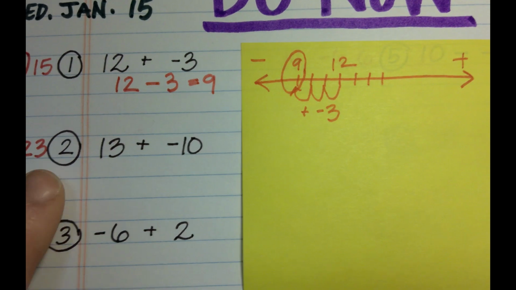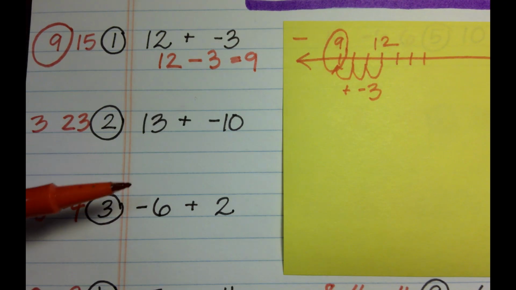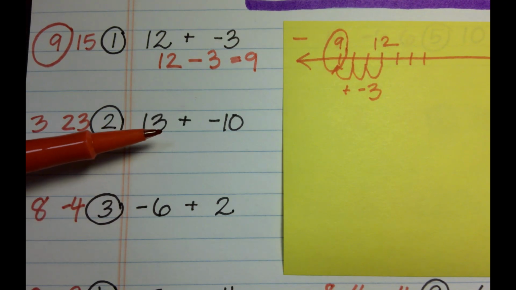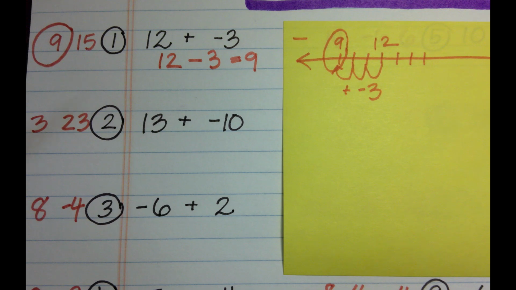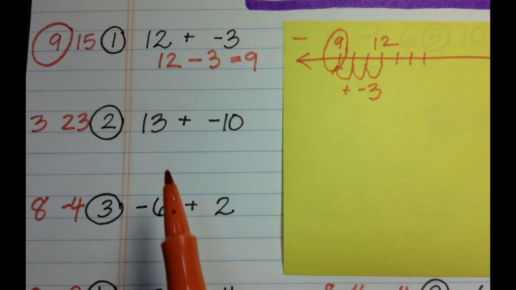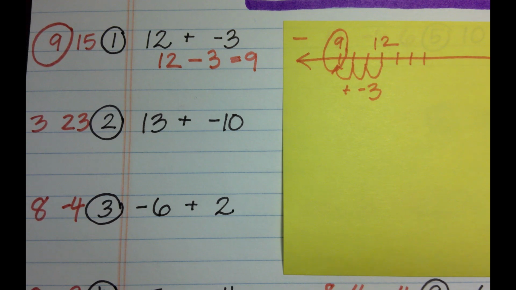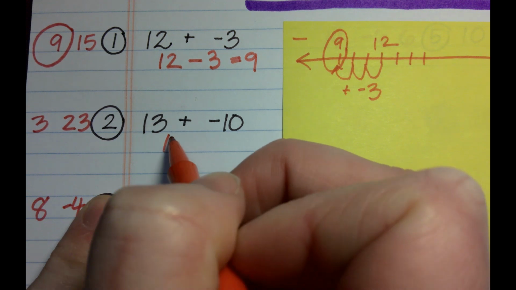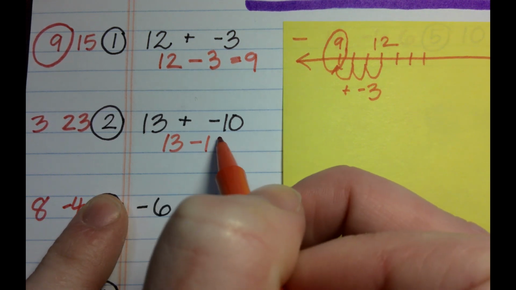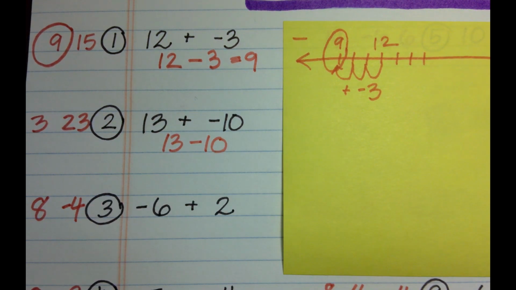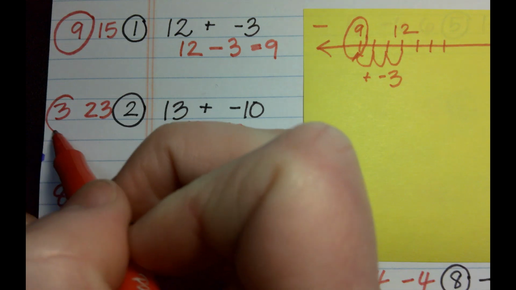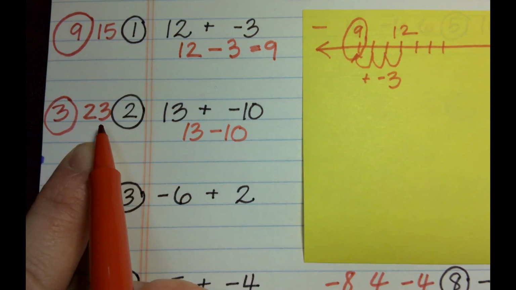So let's think about number 2. We're doing the same thing here. 13 plus -10. What's happening here? You're adding a -10. So what am I really doing with 10? Subtracting. Good. So I could write this as 13 minus 10. What's 13 minus 10? 3. It's 3.